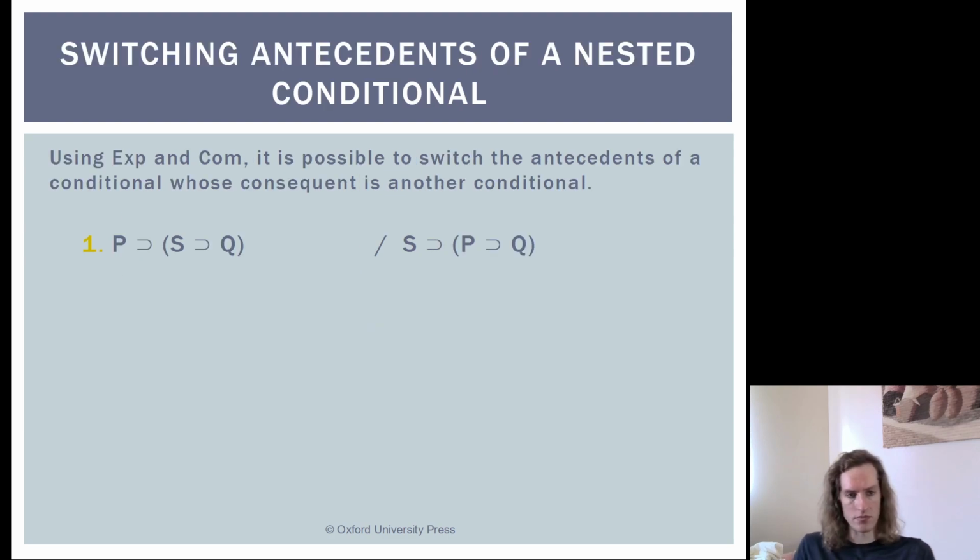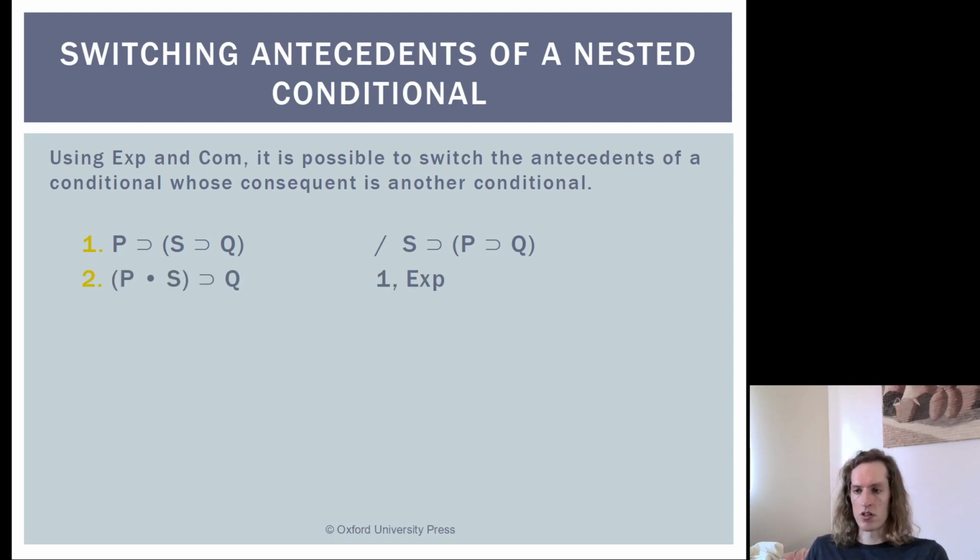All right, switching antecedents of a nested conditional. So we can do this using exportation and commutativity. So if we have, in the first case, if p, then if s, then q, we can switch this around so that it reads if s, then if p, then q. The end result here is going to be that from P and S, we're going to get Q, but we'll walk through how to do that.